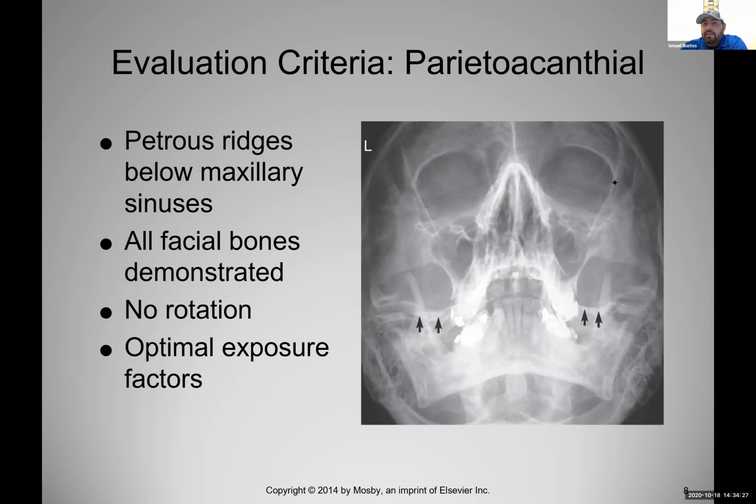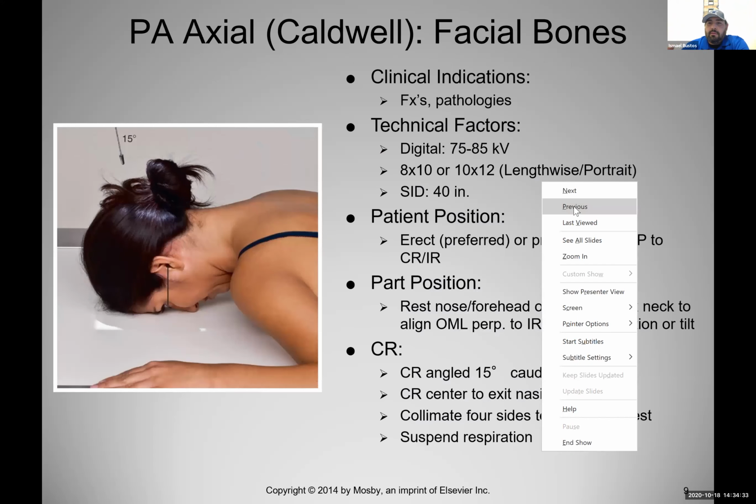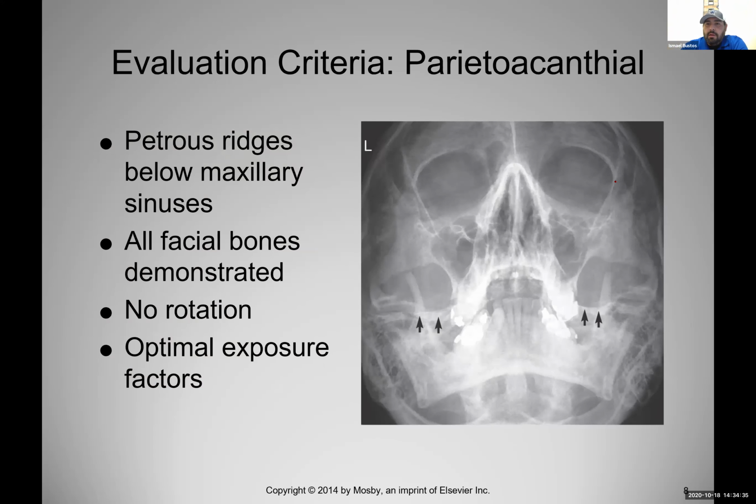No rotation is demonstrated by the distance between the lateral orbital margin and the lateral cranial cortex, or the side of the eye and side of the head. If we go from there to there, and there to there, it looks pretty much the same, so it means there's no rotation. Make sure you have good optimal exposure factors, sharp lines, and bony trabecular markings.